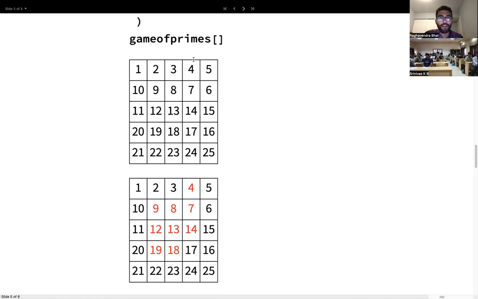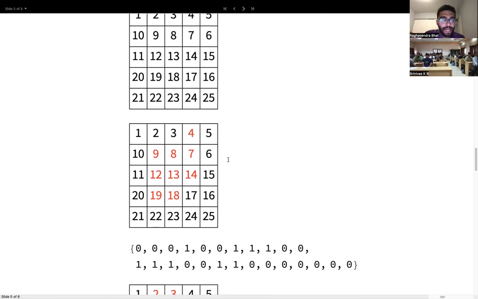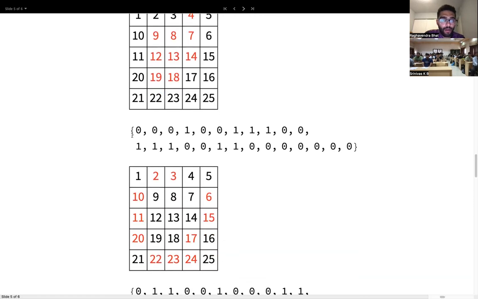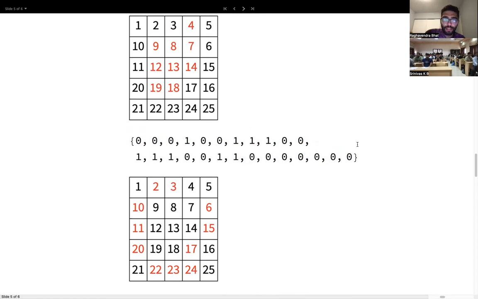You can see 4. Why did 4 become red? Because 4 was surrounded by 3, 5, and 7. So it's surrounded by 3 primes. It became red. Why did 9 become red? Because it was surrounded by 2, 3, 11, and 13, and so on. So each of these numbers, which was black when we started the game, became red because of whatever it was surrounded by. Now what happens in the next state? You can ignore this. This is just some binary encoding that I'm doing so that the computer remembers that particular grid. I'm making it 1 if it's red and 0 if it's black. It's simple.